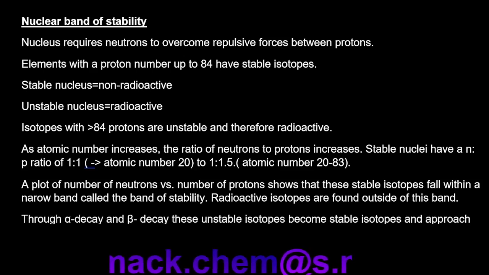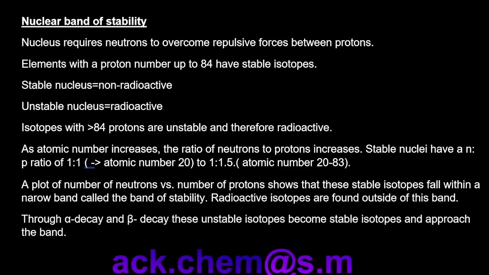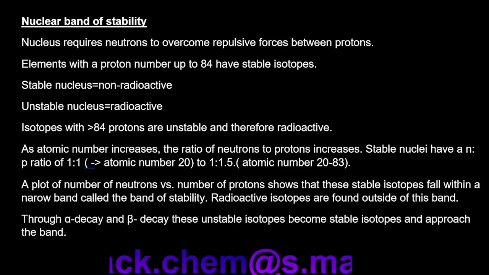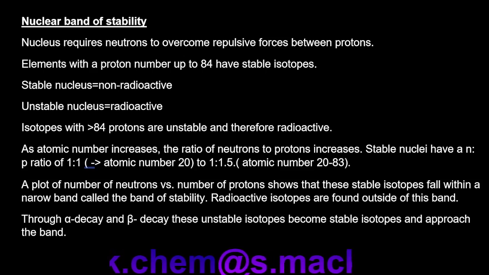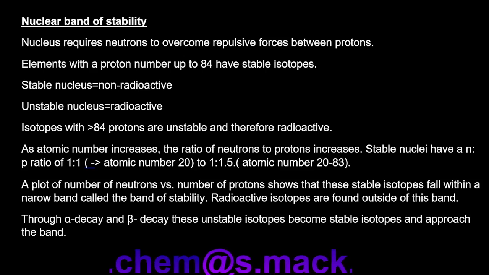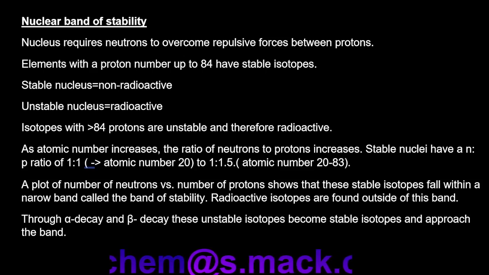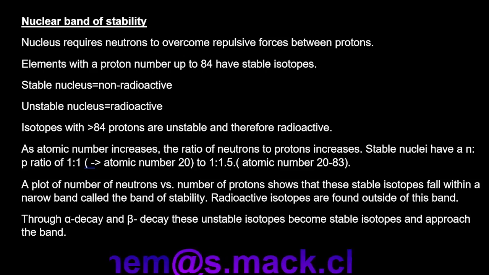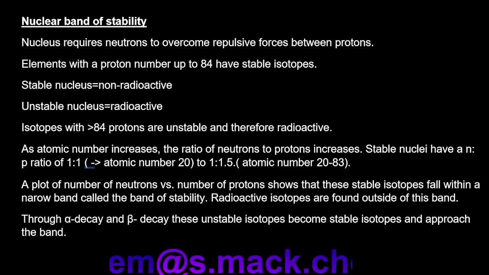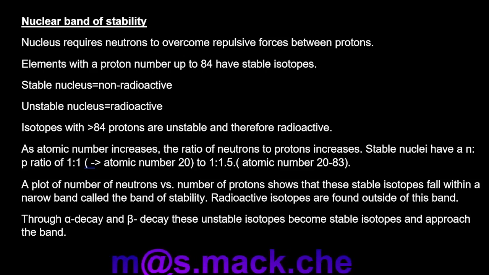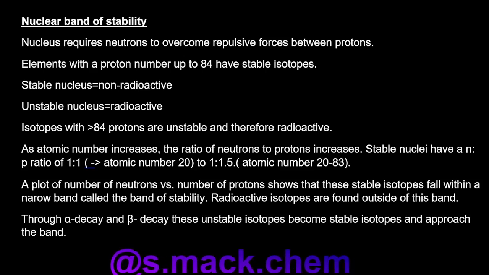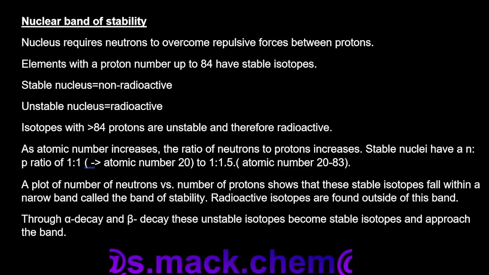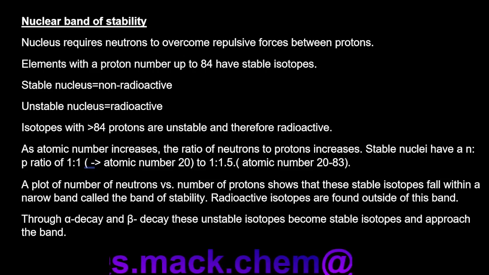The significance of this band of stability is that through alpha or beta decay, which will change the atomic number of the radioactive isotope, it allows the radioactive isotope to become stable, that is, form a stable isotope, and hence approach this band of stability. Let's look at the graph.